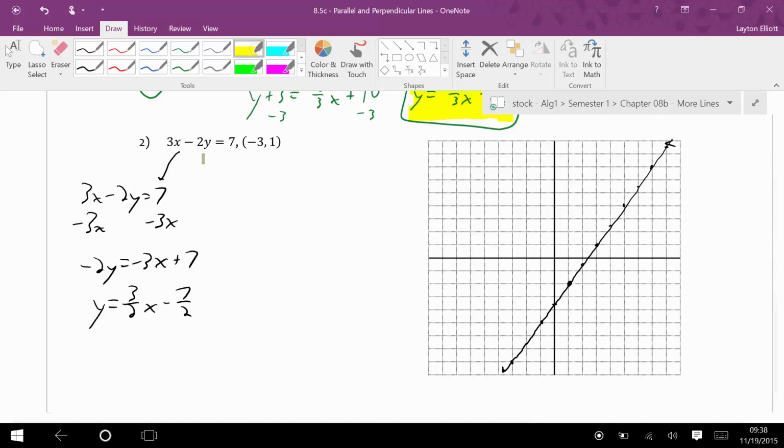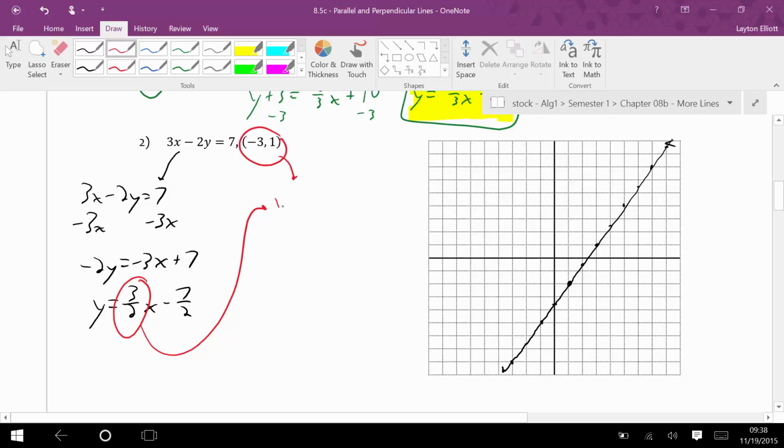Now, we're going to steal the slope, and we're going to steal this point, and we're going to plug them into point-slope form. Y minus 1 is equal to 3 halves times the quantity x minus a negative 3. Point-slope form. Y minus 1 is equal to 3 halves x plus 9 halves. And then I'm going to add 1 to both sides, and I get y is equal to 3 halves x plus 11 halves. I'm going to graph that on here.